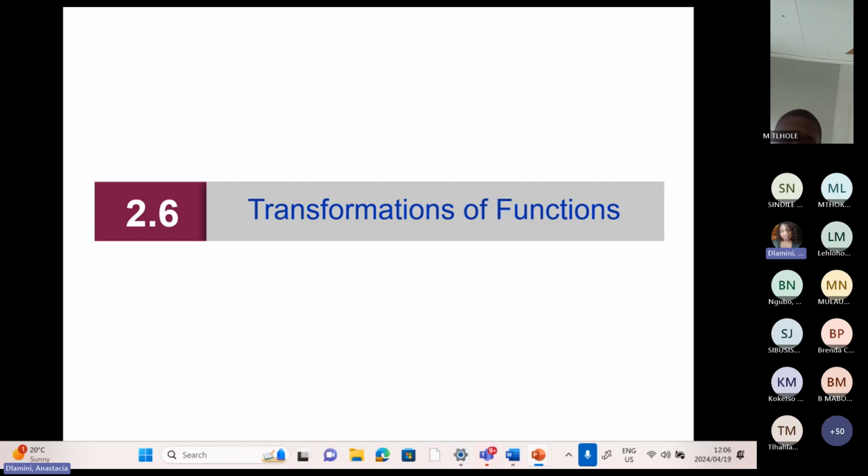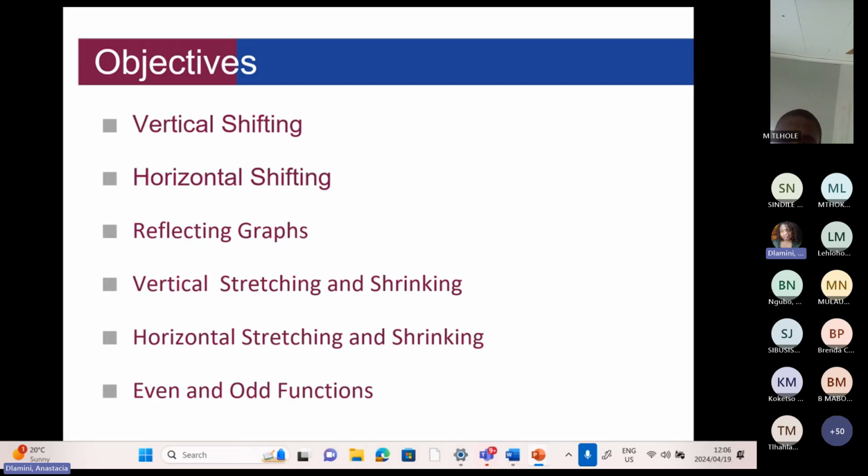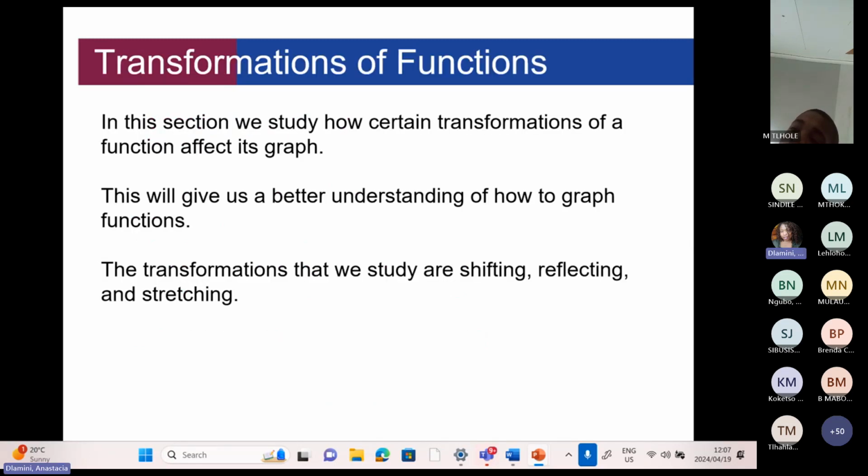It's there in your assignment. So, transformation of functions. The objective is that you need to vertically shift and horizontally shift. You need to reflect the graphs. You need to vertically stretch and shrink them. You need to horizontally stretch and shrink them. And then you need to know whether a function is even or odd. In this section, we study how certain transformations of a function affect its graph. Are we together? Yes. This will give us a better understanding of how to graph functions.